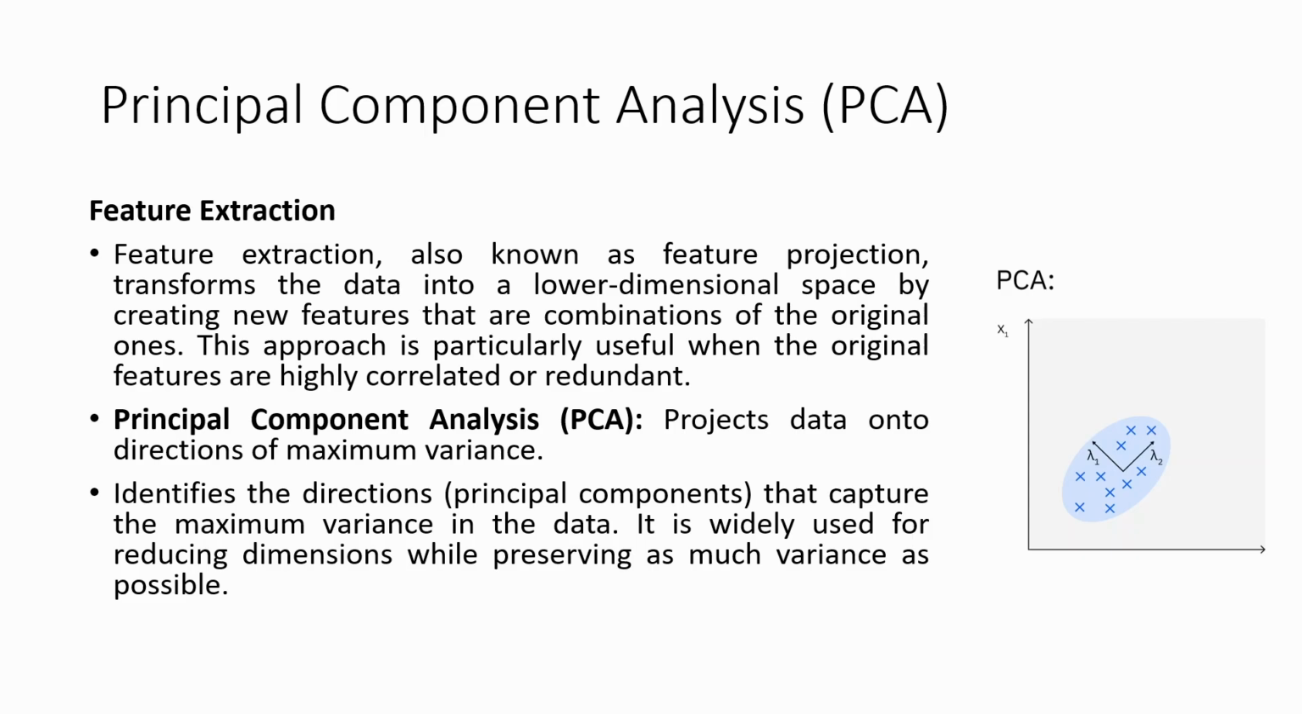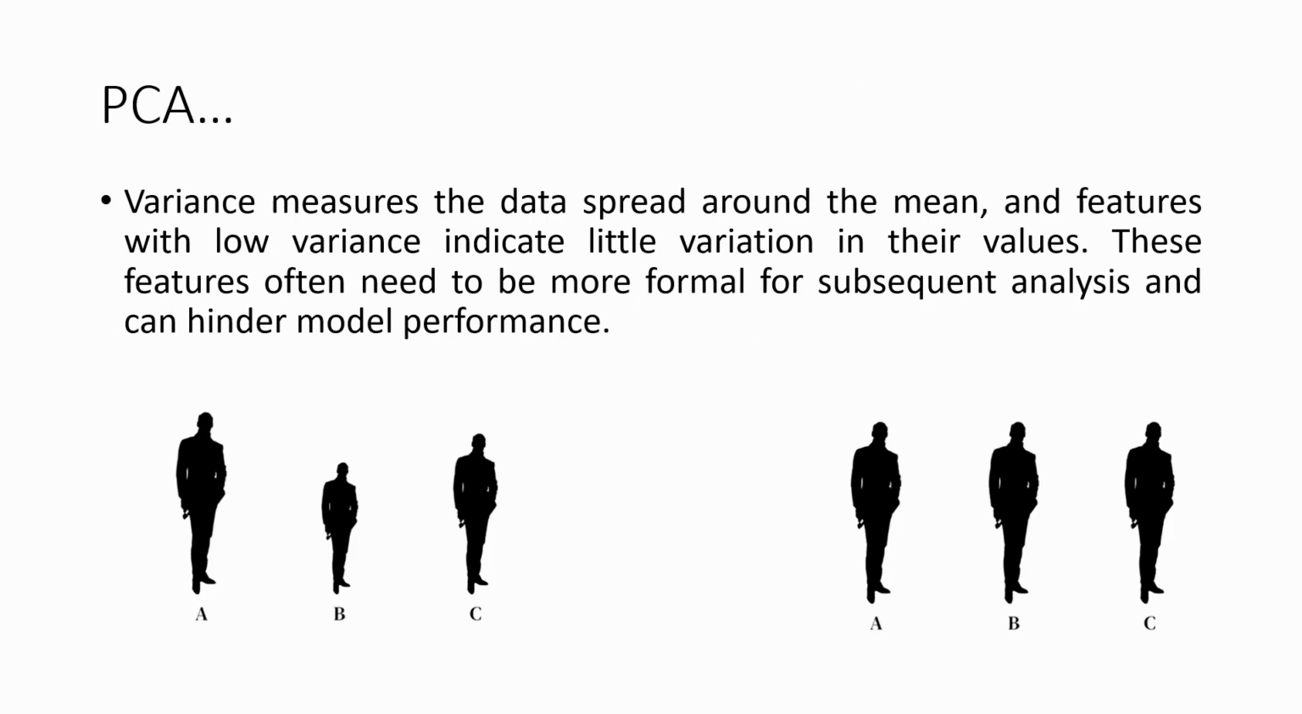So why is variance important when we talk about PCA? Variance measures the spread around the mean, and features with low variance indicate little variation in their values. Such features often need subsequent analysis. Maybe they will hinder the model performance because the variance is very low. So let us see this diagram.